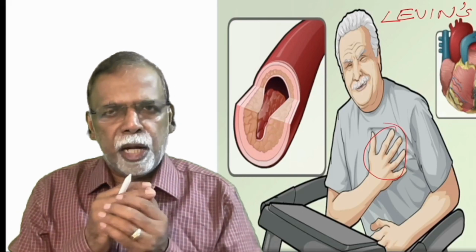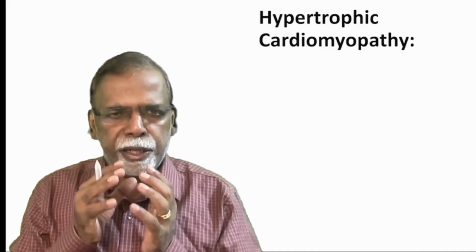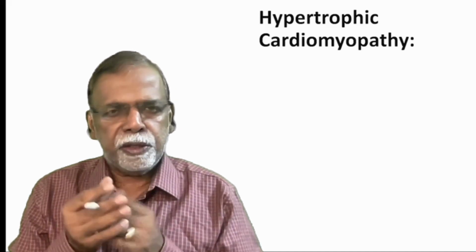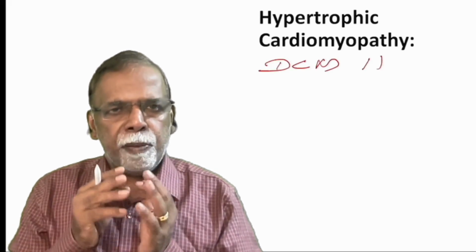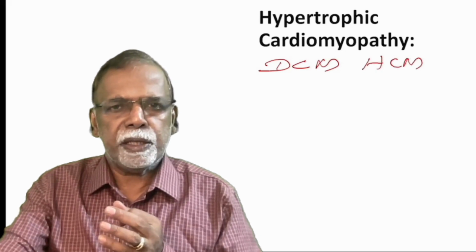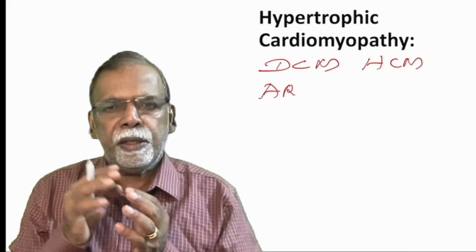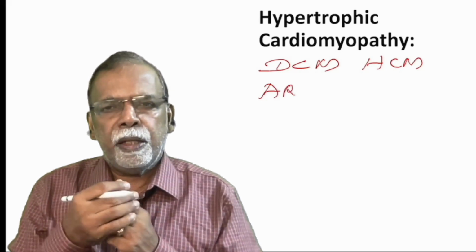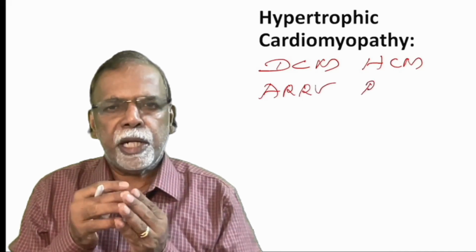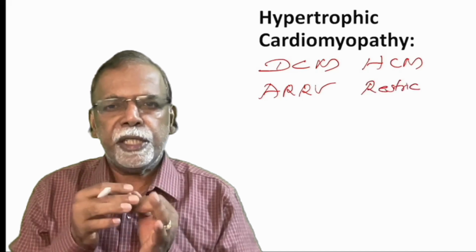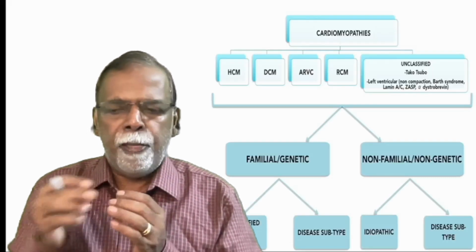Then comes the cardiomyopathy. Cardiomyopathies are diseases of the myocardium. There are different types of cardiomyopathy, classically divided into the dilated cardiomyopathy, hypertrophic cardiomyopathy. Other cardiomyopathies are there. One is the arrhythmogenic right ventricular cardiomyopathy, that is, this produces arrhythmias. Then restrictive cardiomyopathy. So these are the major cardiomyopathies: hypertrophic cardiomyopathy, dilated cardiomyopathy, arrhythmogenic right ventricular cardiomyopathy, and restrictive cardiomyopathy.